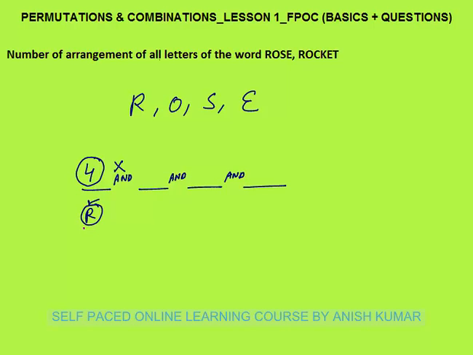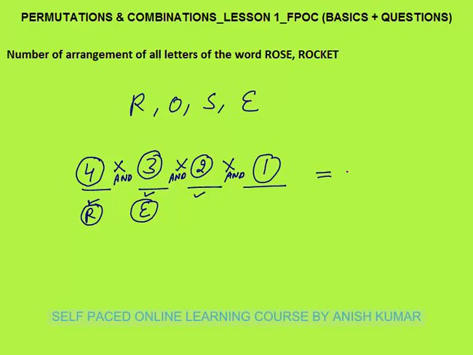Now on the second place, how many options do I have? I can fill the second position in 3 ways, because I put R on the first place, so I can put only O, S and E in the second place. Let's say out of 3 cases, E is there on the second place. So for the third and fourth, neither R nor E can come. This place can be filled in 2 ways, because 1 letter I have filled here, 1 letter here. So 3 letters are already filled, and the last place can be filled in only 1 way.